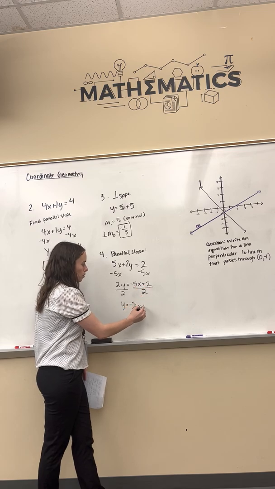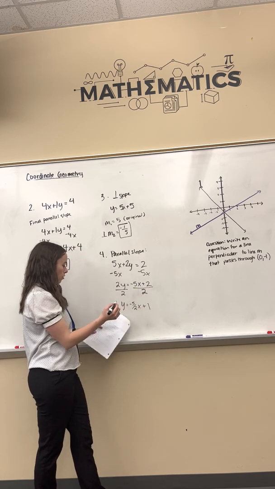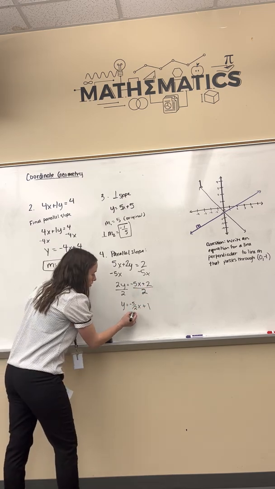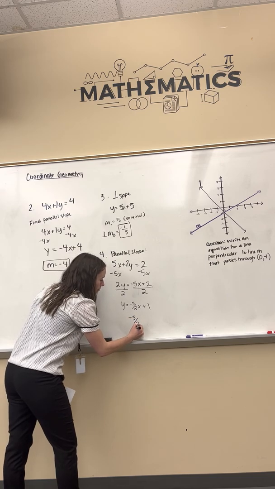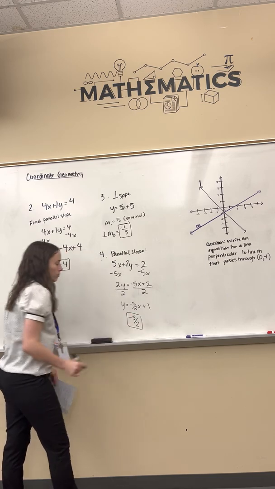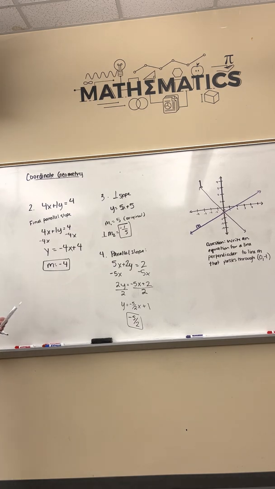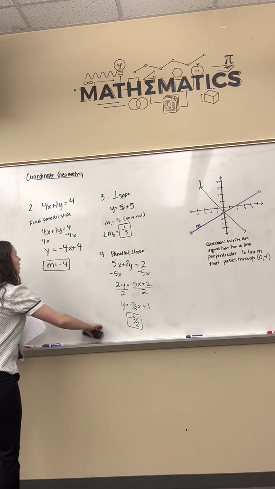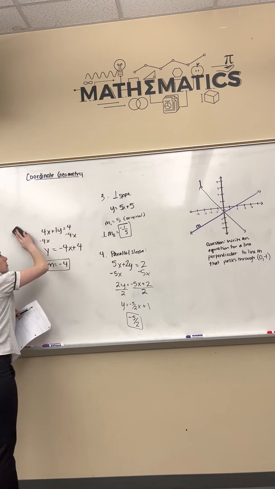2 divided by 2 is 1. So our parallel slope is negative 5 halves, because it's not going to change. Okay? So go ahead and write that down. I'm erasing it now.